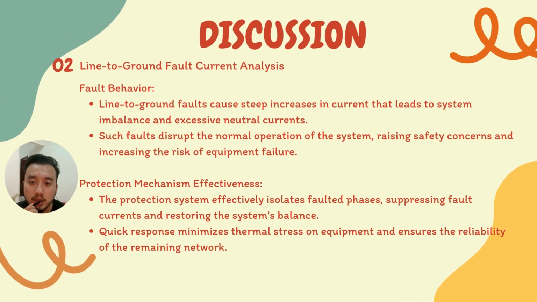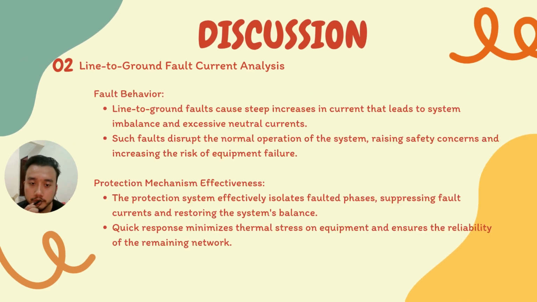The second one is the line-to-ground fault current analysis, in which the fault behavior shows the line-to-ground faults will cause a steep increase in current that leads to system imbalance and excessive neutral currents. Such faults will disrupt the normal operation of the system, raising safety concerns and increasing the risk of equipment failure. The protection mechanism effectiveness for this line-to-ground fault current shows the protection system will effectively isolate fault traces, suppressing fault currents and restoring the system's balance. Quick response will minimize the thermal stress on equipment and ensure the reliability of the remaining network.